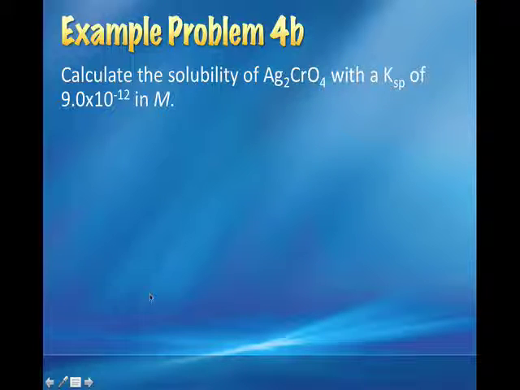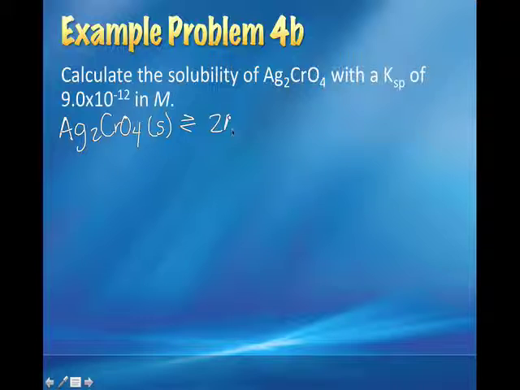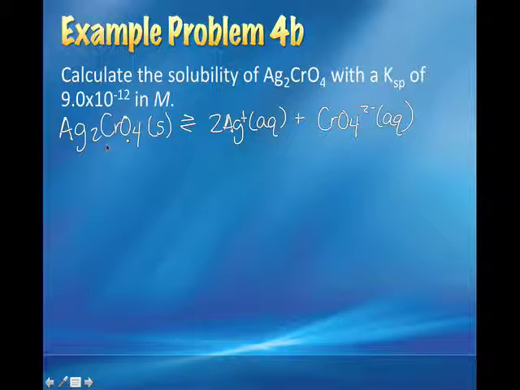All right, example problem 4b. Calculate the solubility again, this time of a different product with the Ksp of 9 times 10 to the negative 12th. So I'm going to take Ag2CrO4, silver chromate. I'm going to break it up into the 2 silvers and the 1 chromate. So if I treat this as X, this is going to be 2X and this is going to be X.